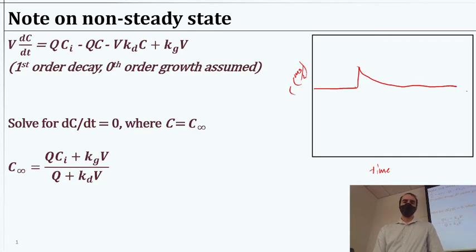And so really what we're talking about for C infinity is the C once it reaches equilibrium again. So the C at the point where dC/dt goes to zero. You need enough time for that, of course.